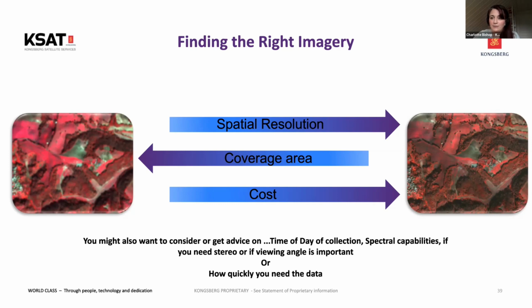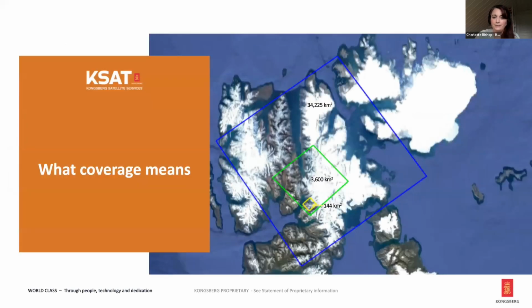KSAT has near real-time processors similar to what we have for SAR for 2 optical high-resolution missions, and many of the other missions also provide data quite quickly, but that could also be something that might impact what data might be most suitable. And when we talk about coverage, this example, similar to what Hugo was showing, just kind of indicates what we're talking about here.